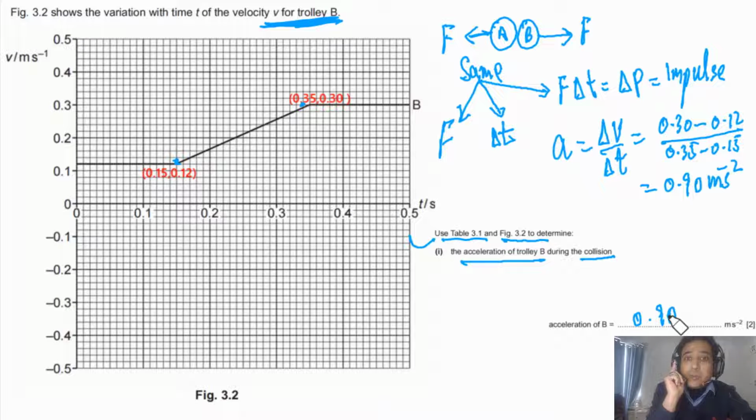But is the acceleration of trolley A also the same or not? Acceleration of trolley A is not the same as acceleration of trolley B, because acceleration is equal to net force divided by mass. Even if the force is the same, if the mass of the trolleys is different, the acceleration will be different. I hope this question makes sense to you. This question has 2 marks. If you have written these steps, you will get 2 marks.